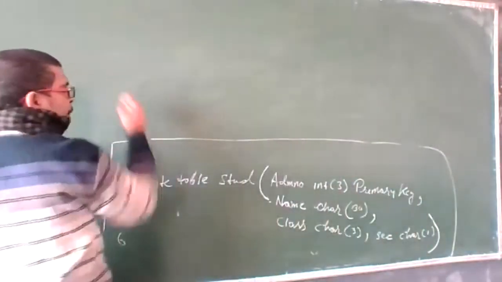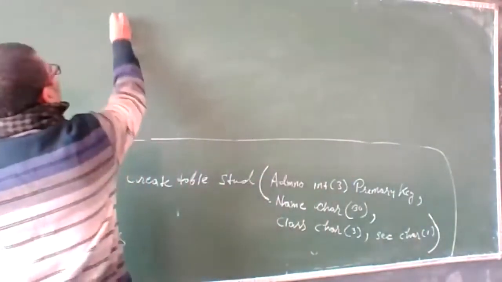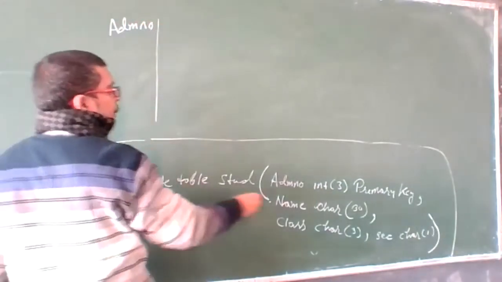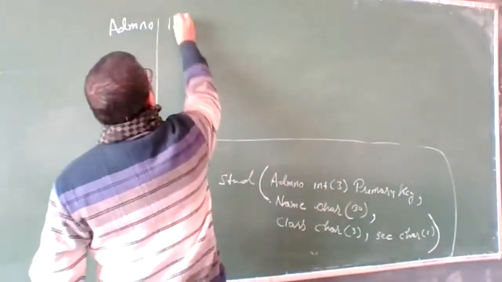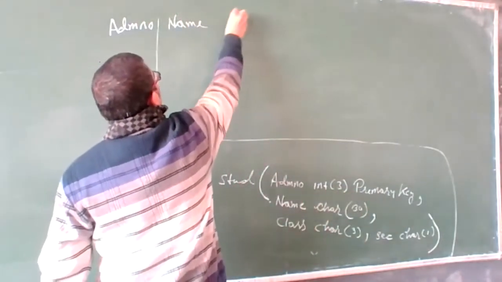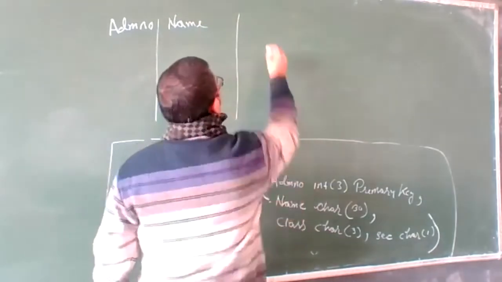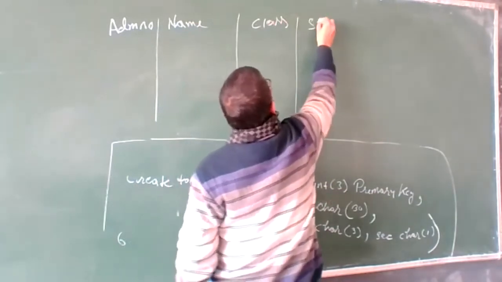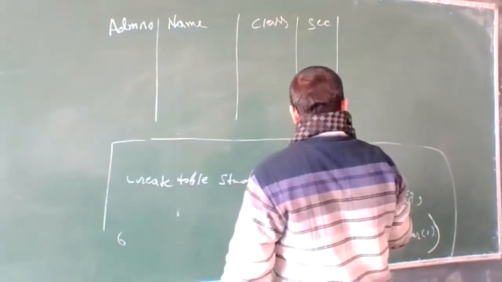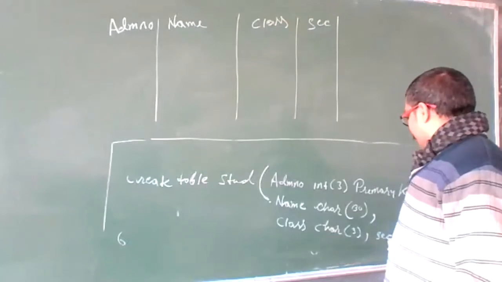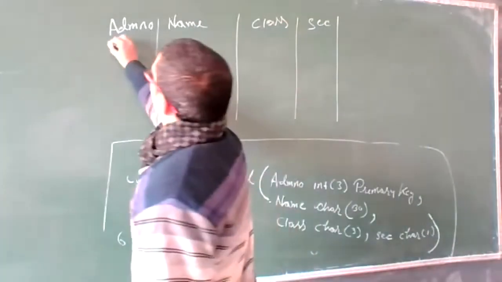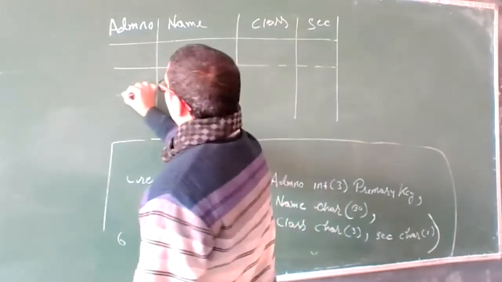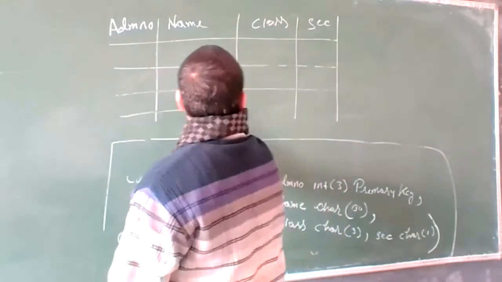It will create first ADMNO. Then it will create name. Then it will create class. Then it will create section. Okay, only this much I have written here. Now the table structure has been created.